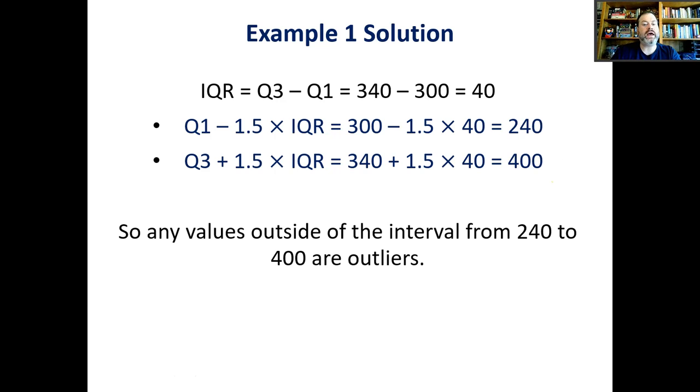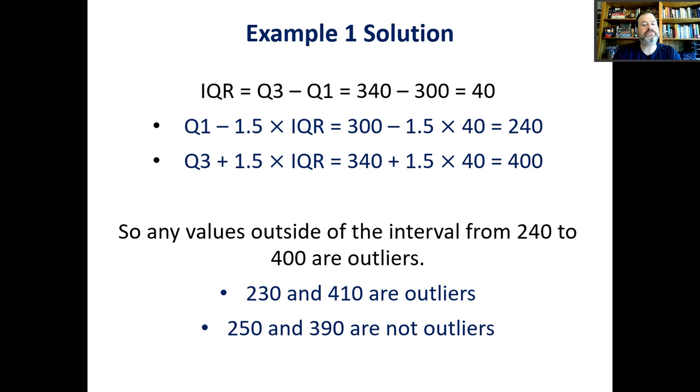Well, we can go back and look at our initial numbers and see which ones are outside of this. 230 and 410 are both outside of this range given, so they're both outliers. 250 and 390 are inside the boundary, so they're not outliers. So if you were to draw box plots with this data set, you would see two little asterisks on the sides that would show you that the outliers are present.